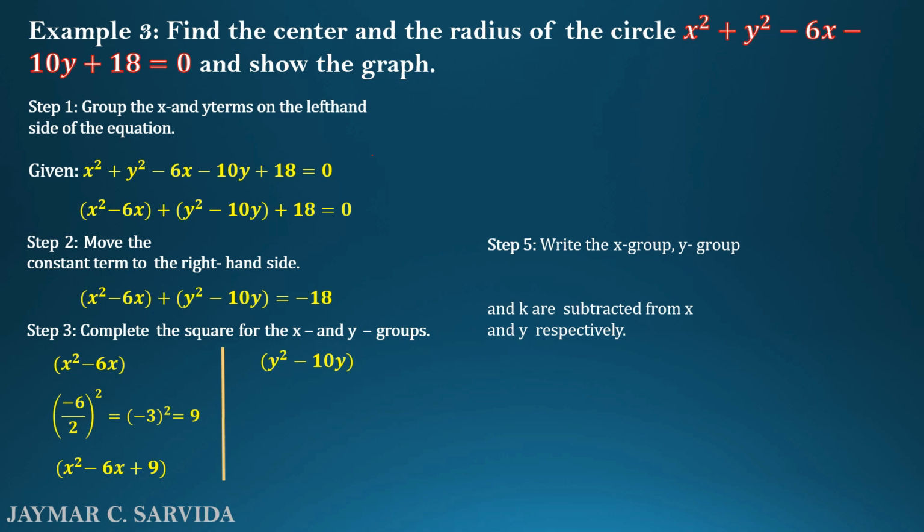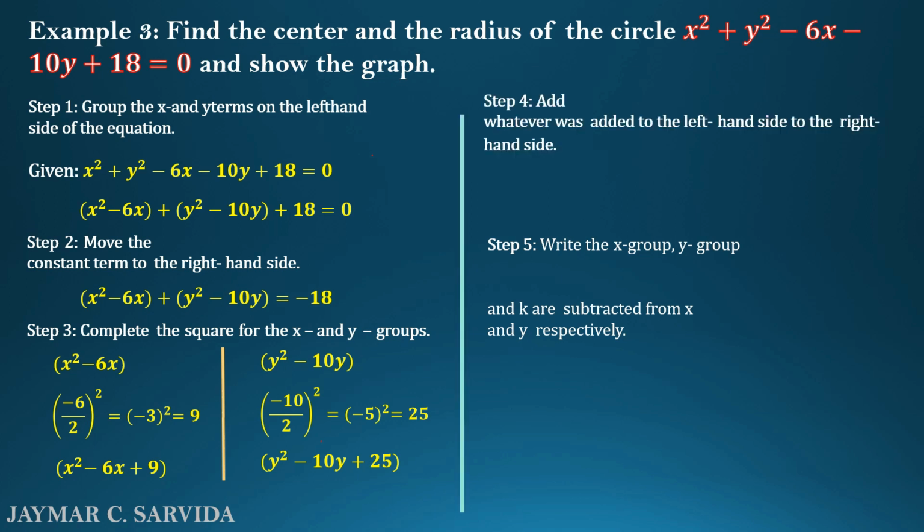Okay? So, take the coefficient of the y term, then divide by 2 and square the result. Just like what we did doon sa x group. So, yung coefficient ng y ay negative 10, quantity of negative 10 divided by 2 squared. Unahin muna natin yung divide. Negative 10 divided by 2 is negative 5 squared. Then negative 5 squared is equal to 25. Then add the result to the y group. So that will become y squared minus 10y plus 25.